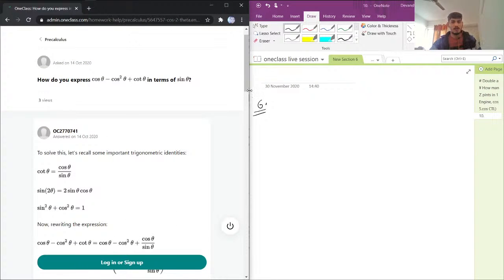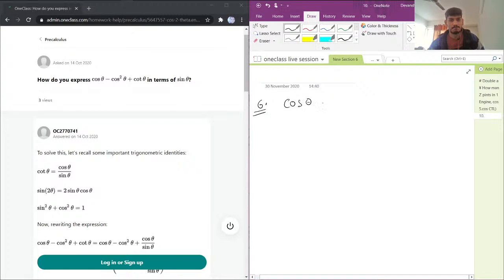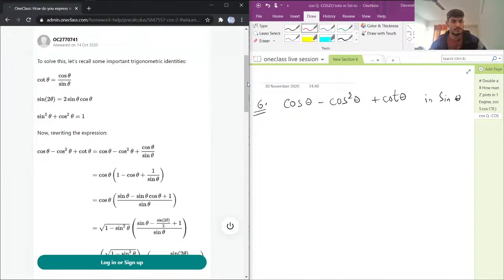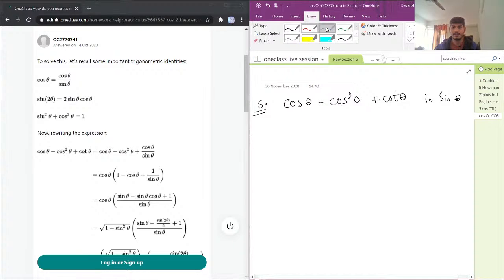Question number 6. So how do you express cosine of theta minus cosine square of theta plus cotangent of theta in sine 2 theta? Okay, so first we'll write the basic identities which we might use here.